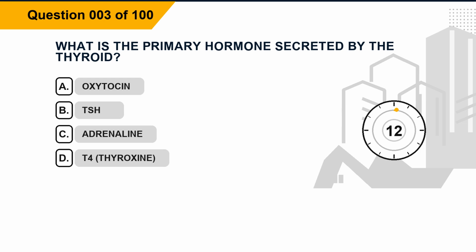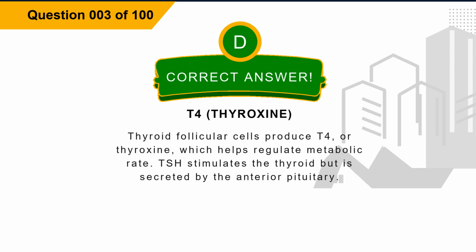Question 3. What is the primary hormone secreted by the thyroid? Option A. Oxytocin. Option B. TSH. Option C. Adrenaline. Option D. T4, thyroxine. The correct answer is option D. T4, thyroxine. Explanation. Thyroid follicular cells produce T4, or thyroxine, which helps regulate metabolic rate. TSH stimulates the thyroid but is secreted by the anterior pituitary.